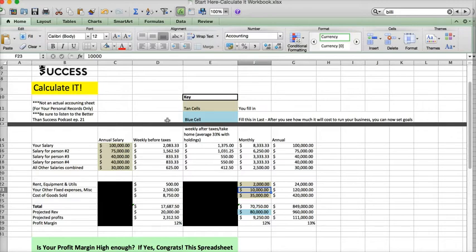Every business is going to be different. So you may need to open up another spreadsheet and calculate this part out, but I don't know what your business involves. So you need to think about that. And then your cost of goods sold. How much is it going to cost to make the products that you're selling?